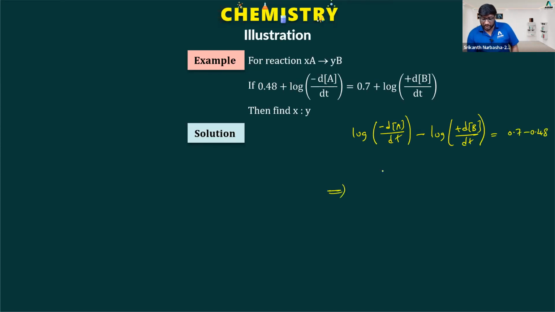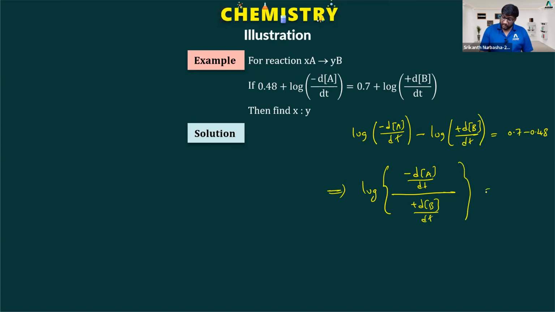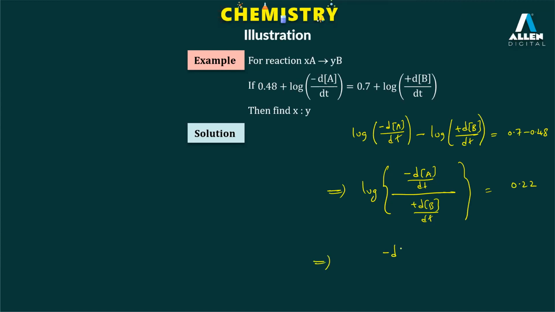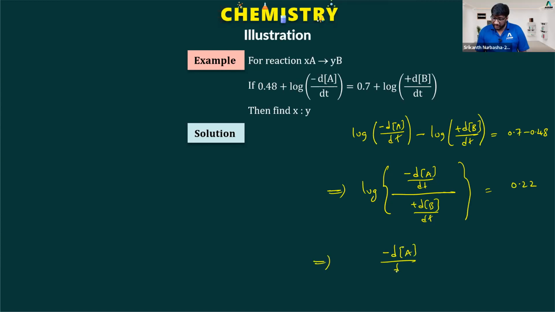I can write the expression as log of (minus d concentration of A by dt) whole divided by (plus d concentration of B by dt) equals 0.7 minus 0.48, how much? 0.22. So I can write this as minus d concentration of A by dt whole divided by plus d concentration of B by dt equals 10 power 0.22.